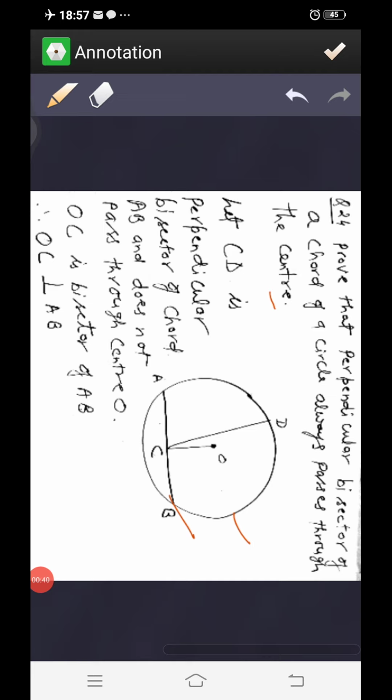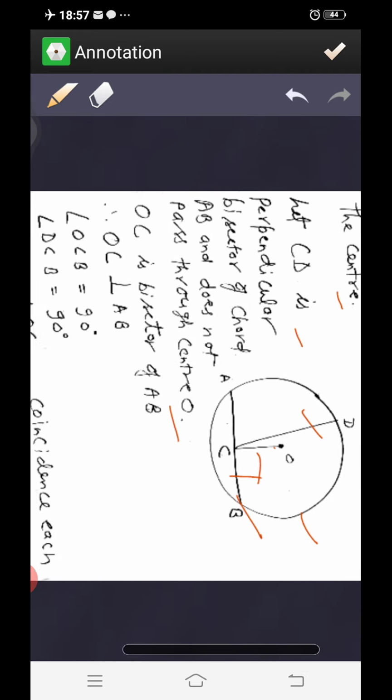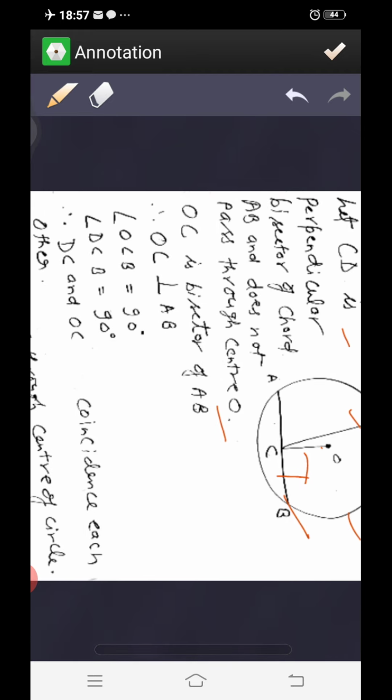Let CD be the perpendicular bisector of chord AB, and it does not pass through center O. We have supposed that it does not pass through center O. Now we have drawn this OC. C is the midpoint. We have joined the center to the midpoint of the chord, so it will form an angle of 90 degrees. Angle OCB or angle OCA will be 90 degrees.